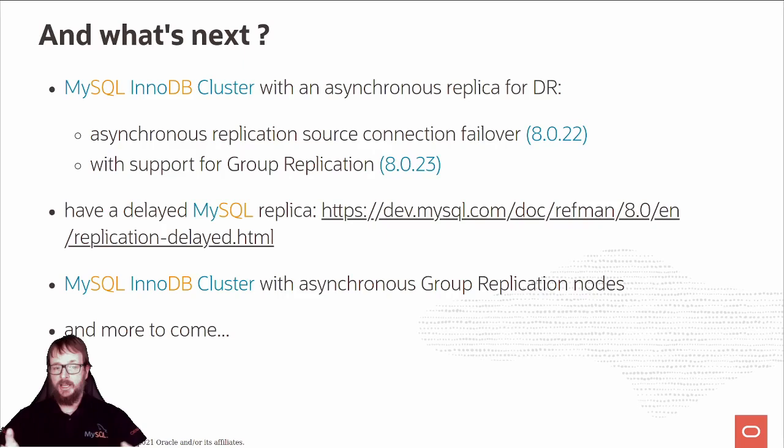You could also have a delayed MySQL replica somewhere, just in case you don't want to do point-in-time recovery too much, or you want to find data from a bit in the past, some hours delayed, for example. And also you could have MySQL InnoDB Cluster with an asynchronous group replication node somewhere. This is possible. It's more complicated, but it is possible. And of course, more to come in the future. As you can see, the MySQL team, HA, Shell, replication, server, we're all working to improve that more and more and to give you a better solution.